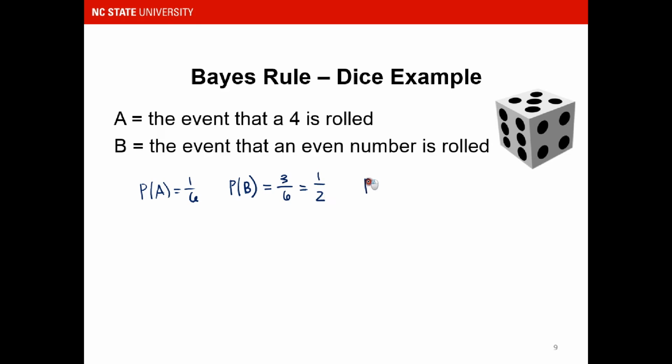Let's look at the probability of A given B. This is the probability of observing a 4 if we know that we're either going to roll a 2, 4, or 6, so there is a 1 in 3 chance of that happening. We can also use Bayes' rule to find the probability of A given B.